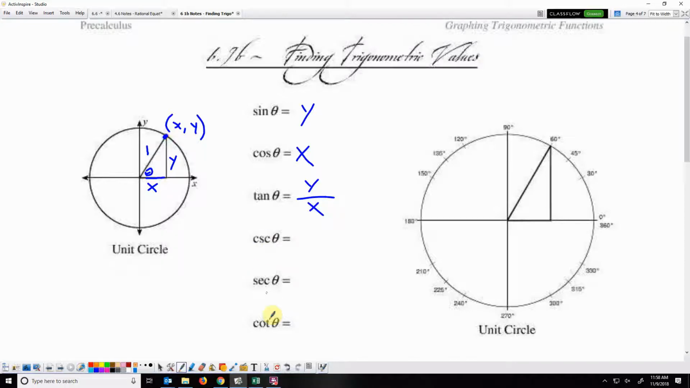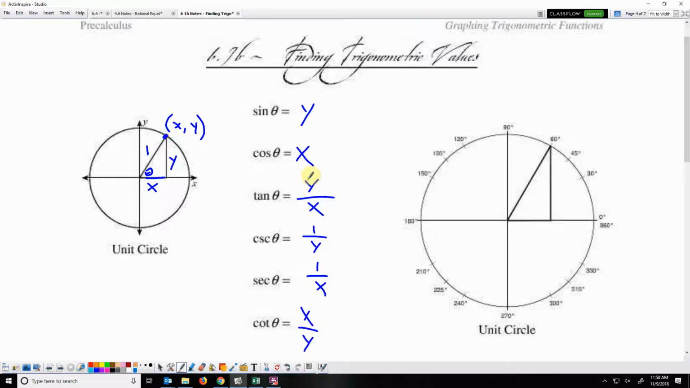And then we get into the reciprocals of each of these. The reciprocal of sine is cosecant, so cosecant theta is hypotenuse over opposite, 1 over y. Secant is hypotenuse over adjacent, 1 over x, the reciprocal of cosine. Cotangent is the reciprocal of tangent. So instead of y over x, it would be x over y.